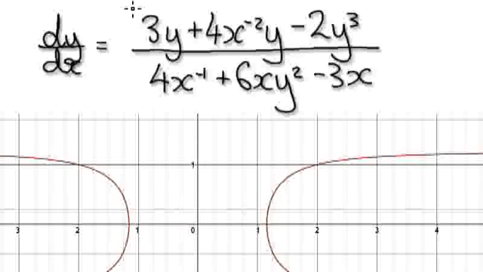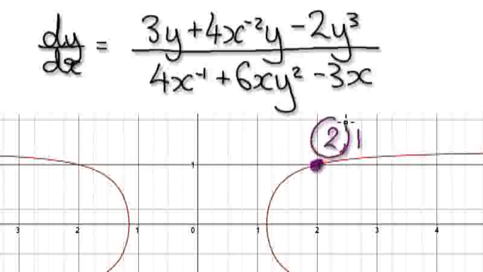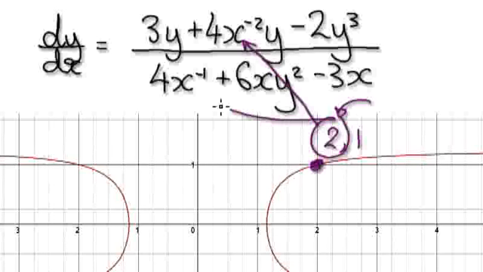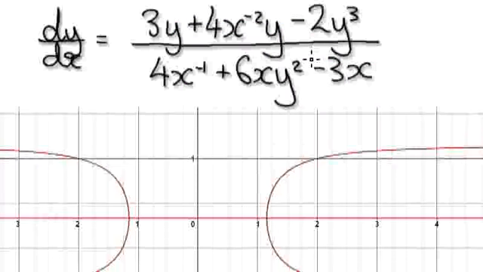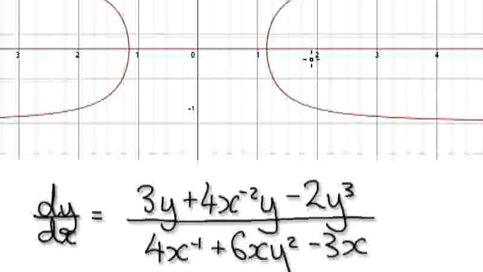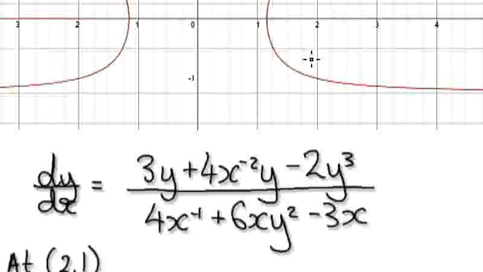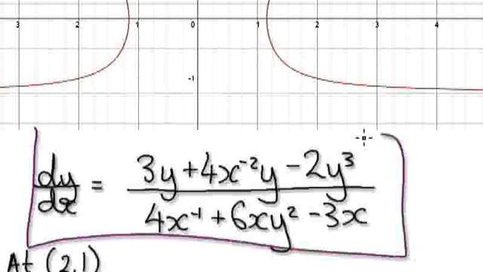Now you've got your dy by dx. At this point you know it's going to be (2, 1). So put this in. Remember, this is your x here, so put it into the x here and into here. And this is your y, so put it into the y here. Wherever, put everything in there. So dy by dx, this is what we've got so far.